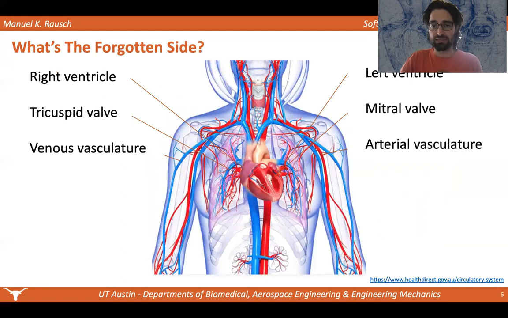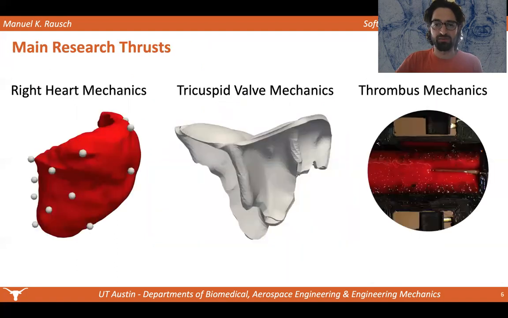So what is the forgotten side? Well, the forgotten side is what we often call the right side of our cardiovascular system, because it really hasn't been studied for decades. And much of it was forgotten, and the side itself has been forgotten until recently. So what is the right side or the forgotten side comprised of? The right ventricle, the tricuspid valve, and the venous vasculature. And we specifically focus on those aspects of our cardiovascular system.